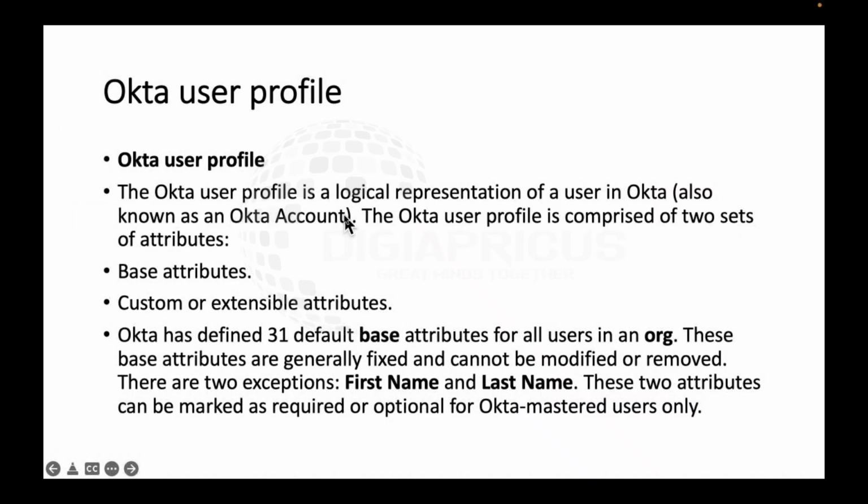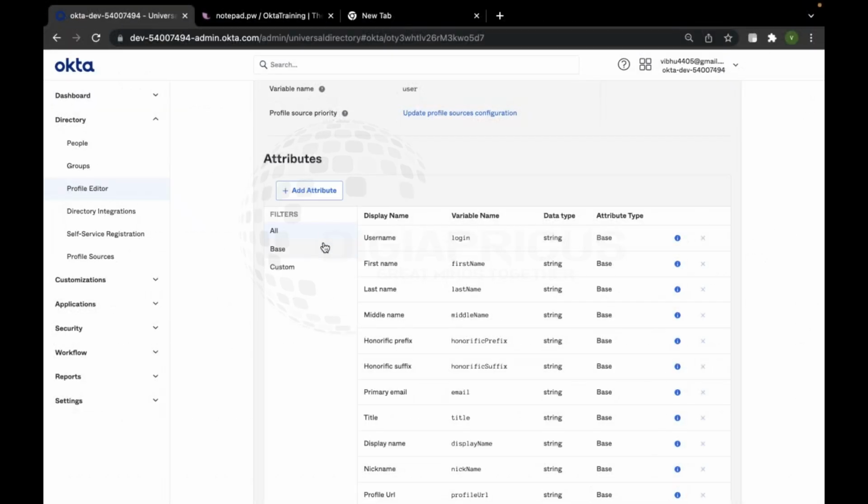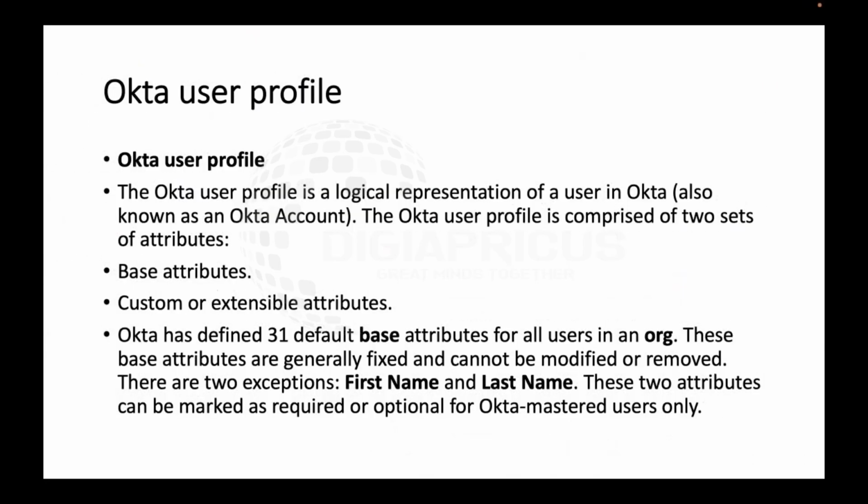There are two types of user profiles. One is the Okta user profile and the other is the application user profile. First we'll try to understand what the Okta user profile is. It's basically a logical representation of a user in Okta, which is also known as an Okta account. It comprises two sets: the base attributes and the custom attributes.